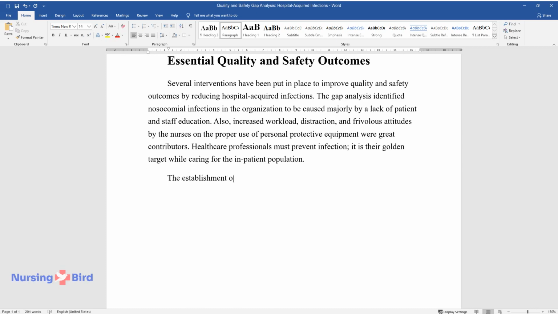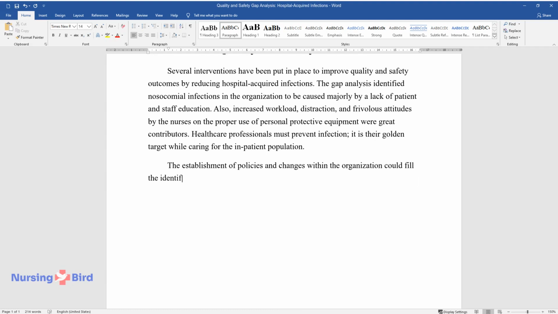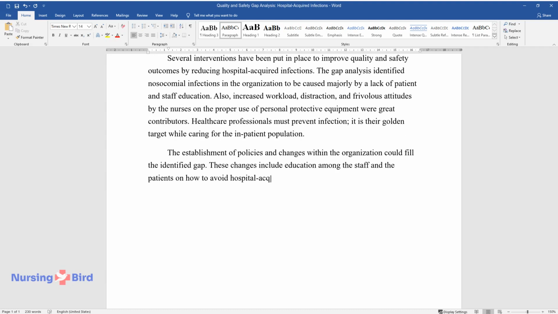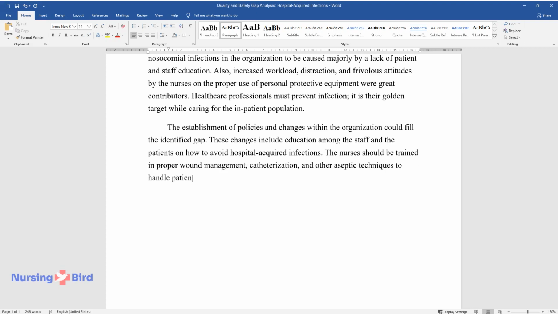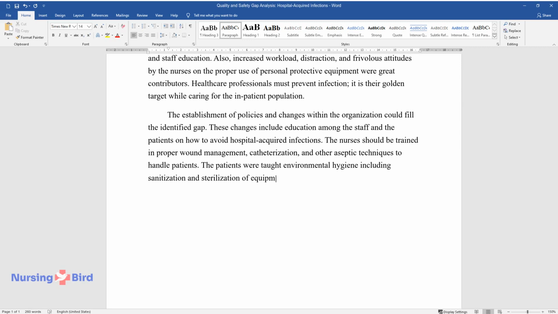The establishment of policies and changes within the organization could fill the identified gap. These changes include education among the staff and the patients on how to avoid hospital-acquired infections. The nurses should be trained in proper wound management, catheterization, and other aseptic techniques to handle patients. The patients were taught environmental hygiene including sanitization and sterilization of equipment within the settings to reduce invasion of microbes.